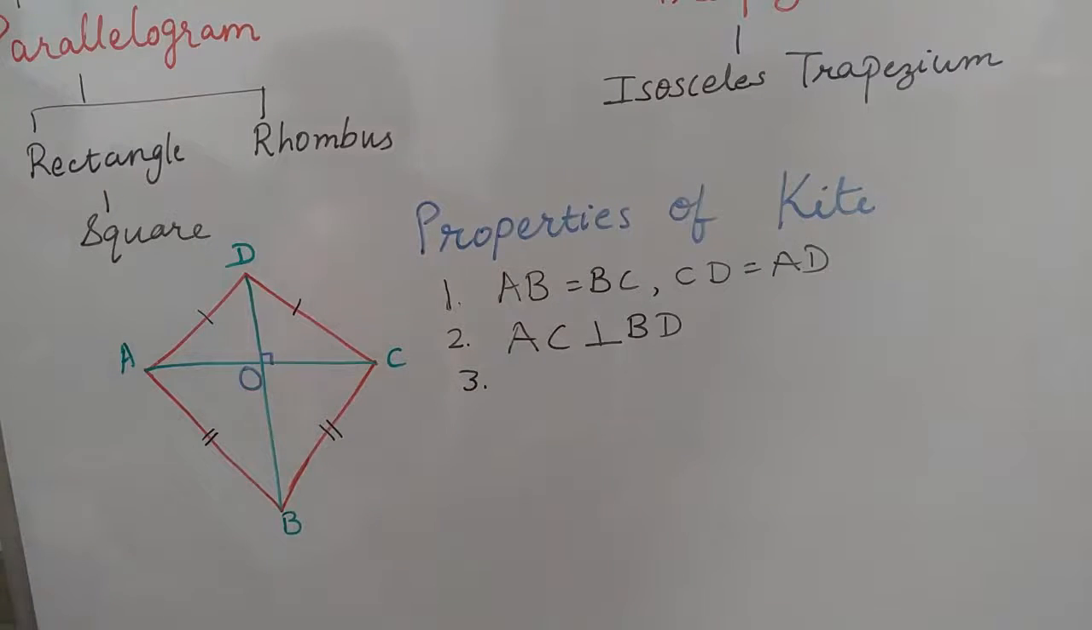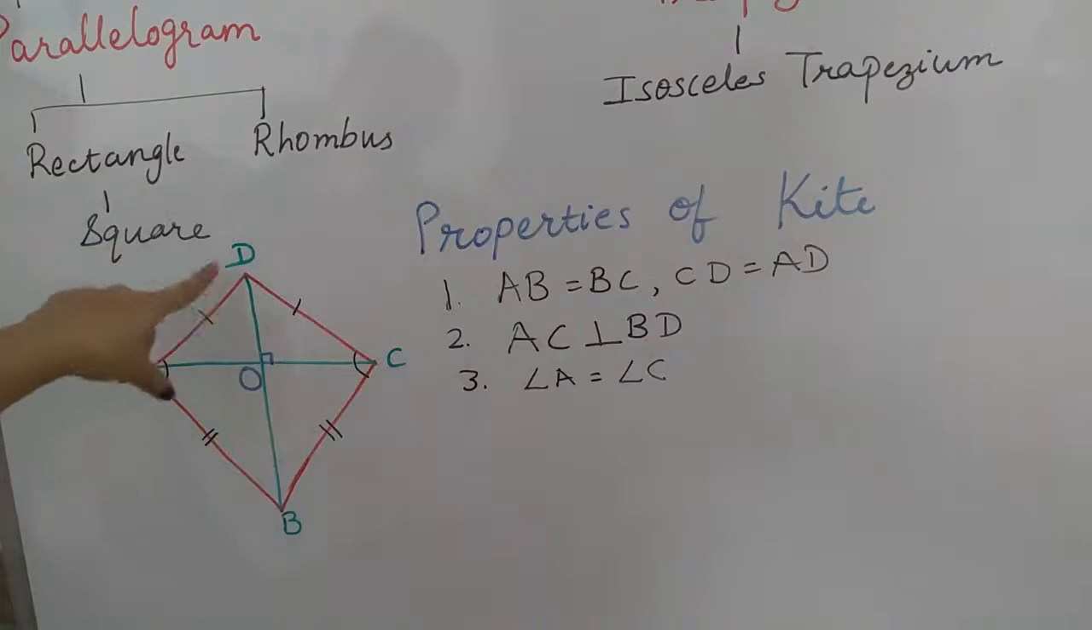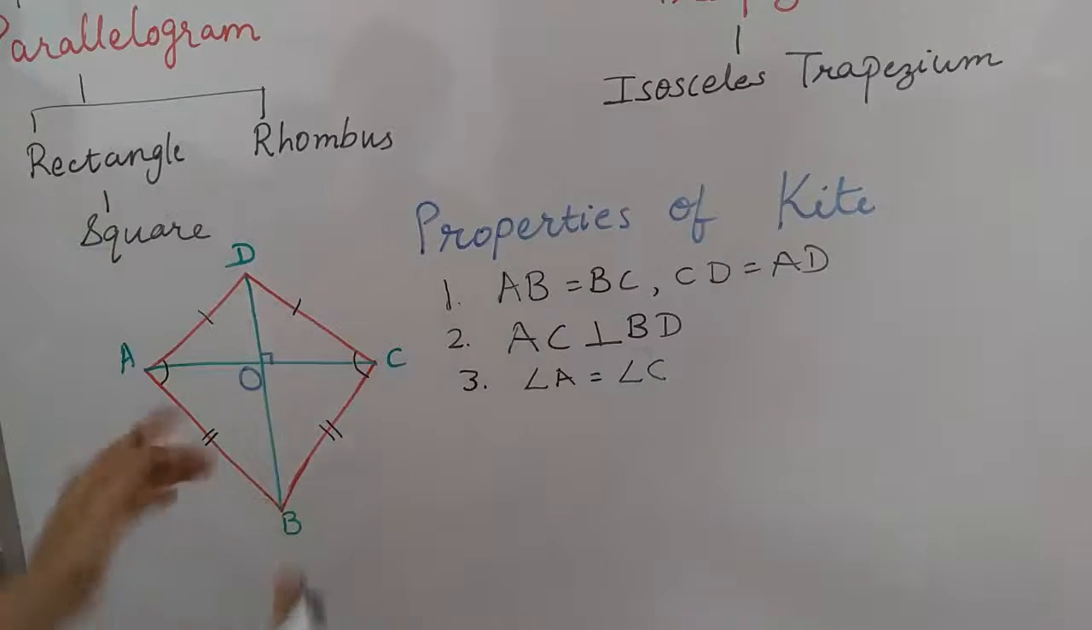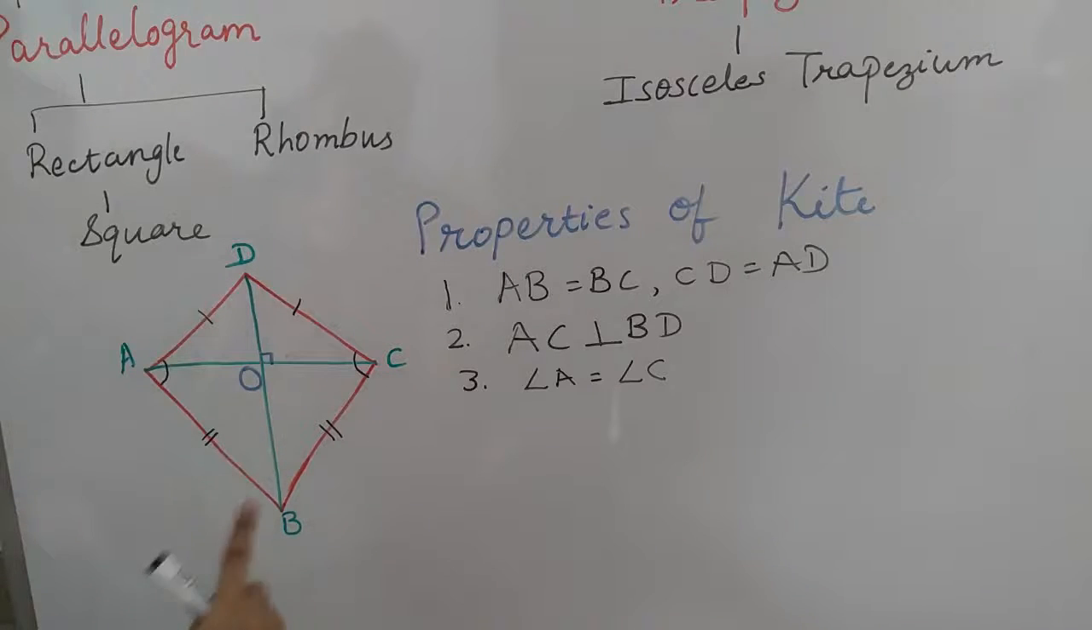Also about the angles we say angle A is equal to angle C here. So the third property is angle A is equal to angle C. We can see clearly that this angle is not equal to this. This is somewhat narrow and this is a broad angle. So these two angles are not equal, but the side angles are equal in measure.